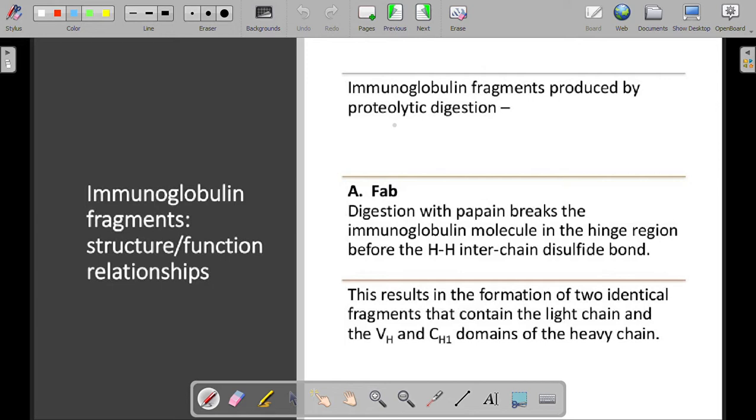Again a question arises. One experiment was done, and this experiment is very important. Different fragments are produced during proteolytic digestion. In the case of Fab fragment generation, digestion is done with the help of papain, and papain breaks the immunoglobulin molecule in the hinge region. As we have seen, this is the hinge region between the two constant regions. Here it is broken down with the help of papain.